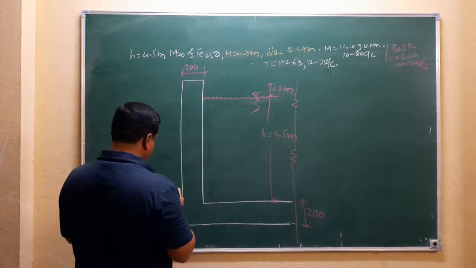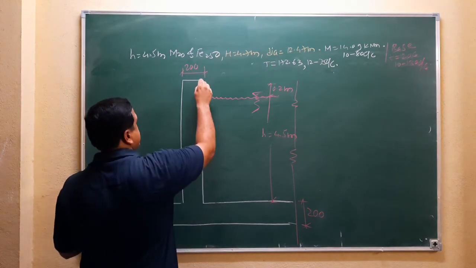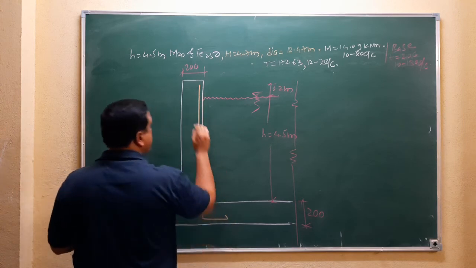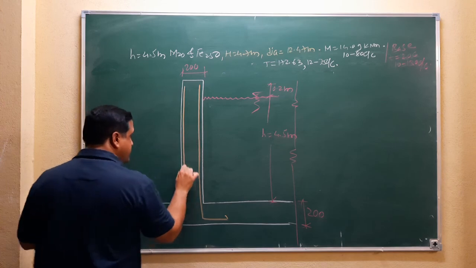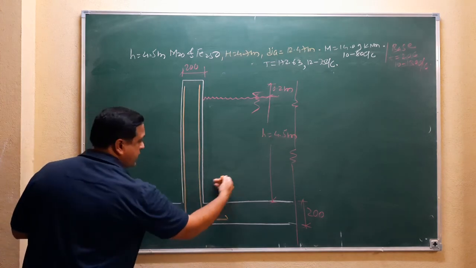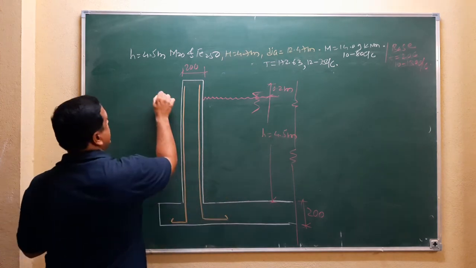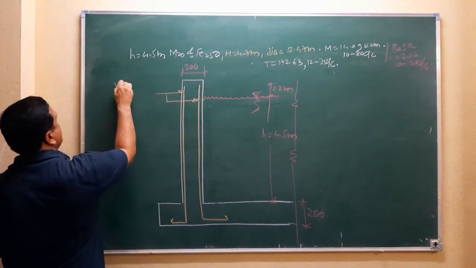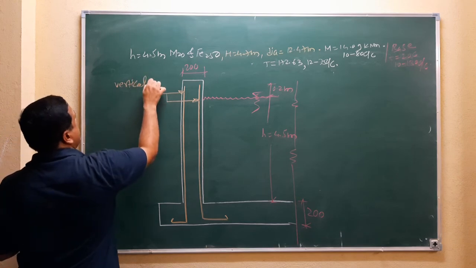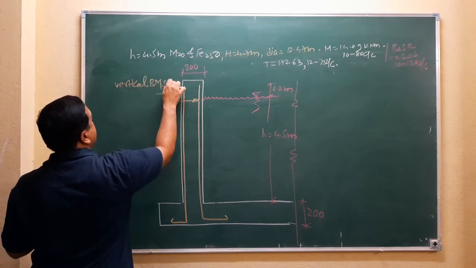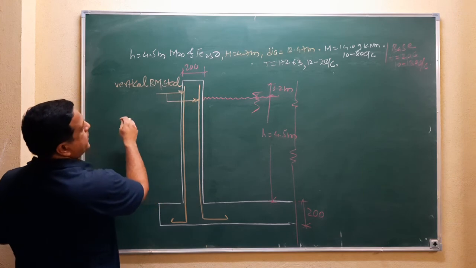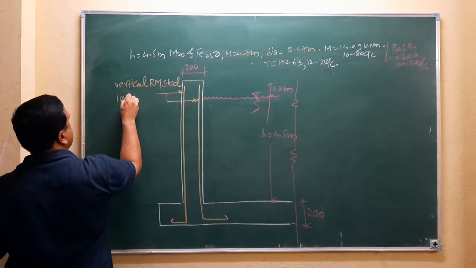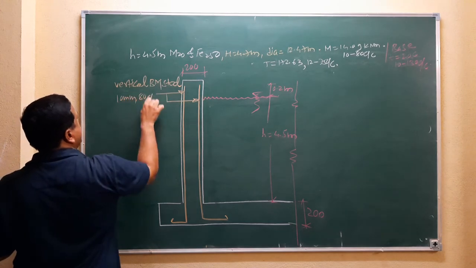So you have to provide the bending moment steel first. This is your bending moment steel. This is the predominant force. For that you have to provide the bending moment steel first at inner side. So this is your vertical bending moment steel. Vertical bending moment steel is 10 mm diameter, 80 center to center.